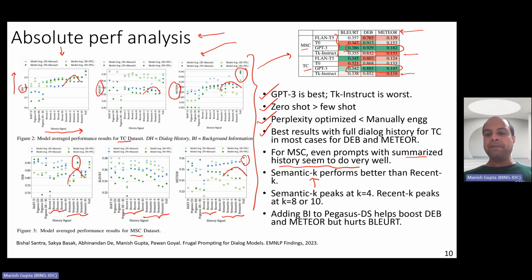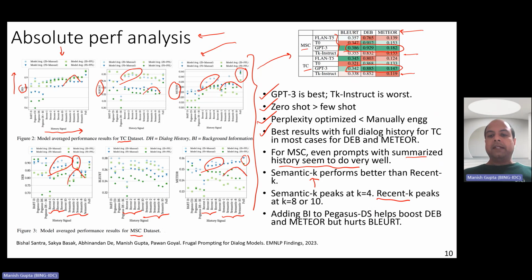This peaks at 4, okay? However, recent K essentially continues to increase. So it peaks at 8 or 10. So in the recent K case, you'll observe that it continues to increase and give you better values as you increase from 1 to 10.